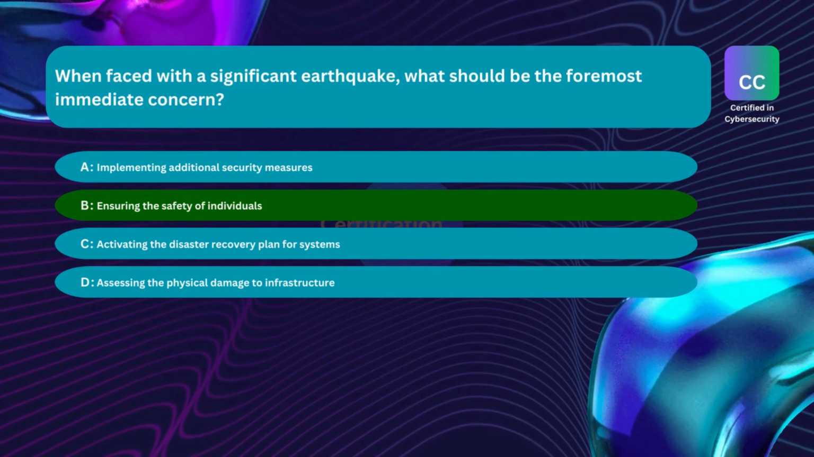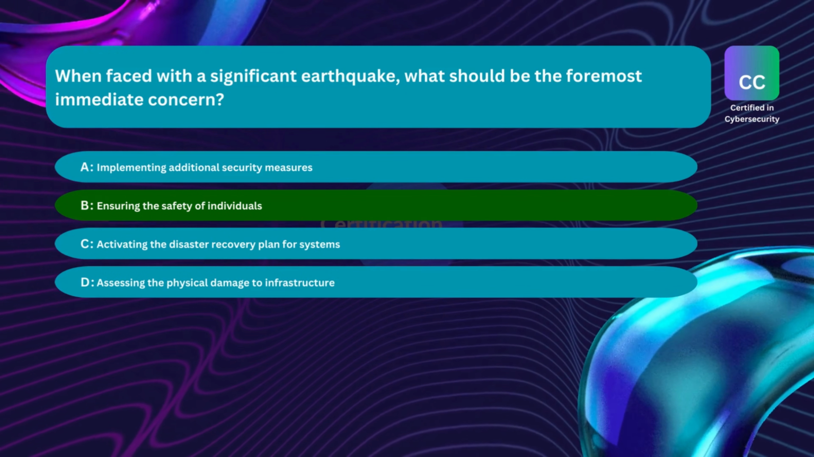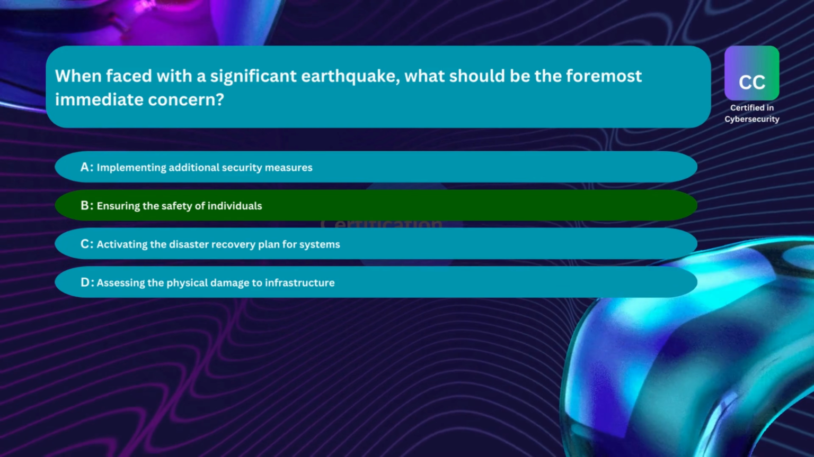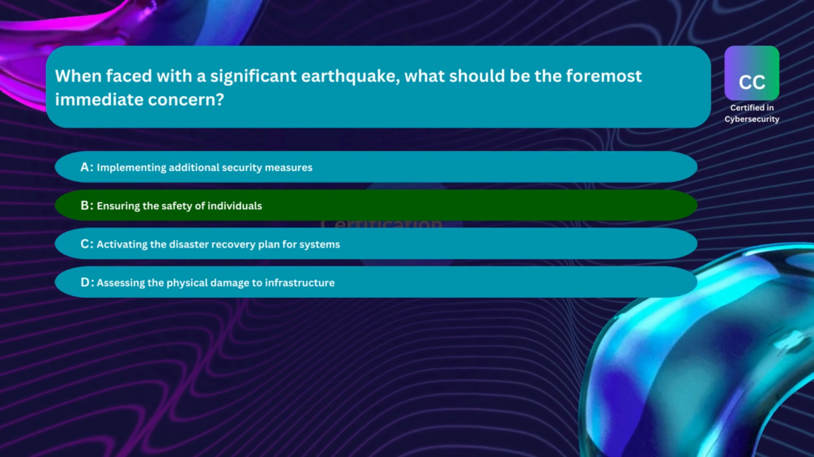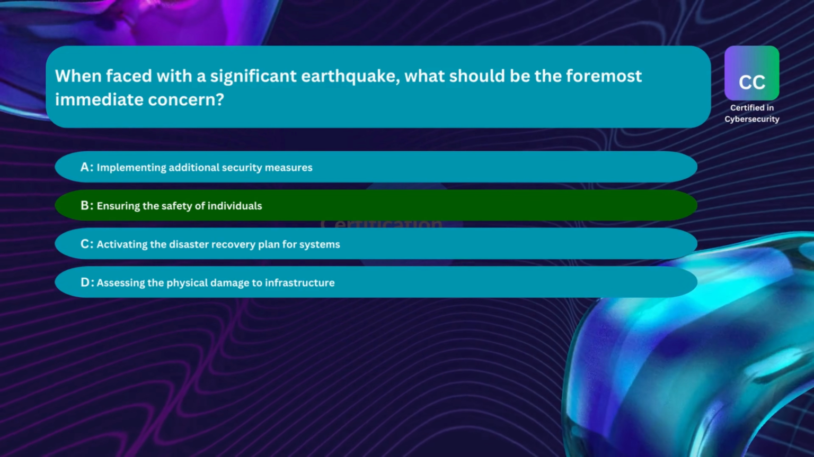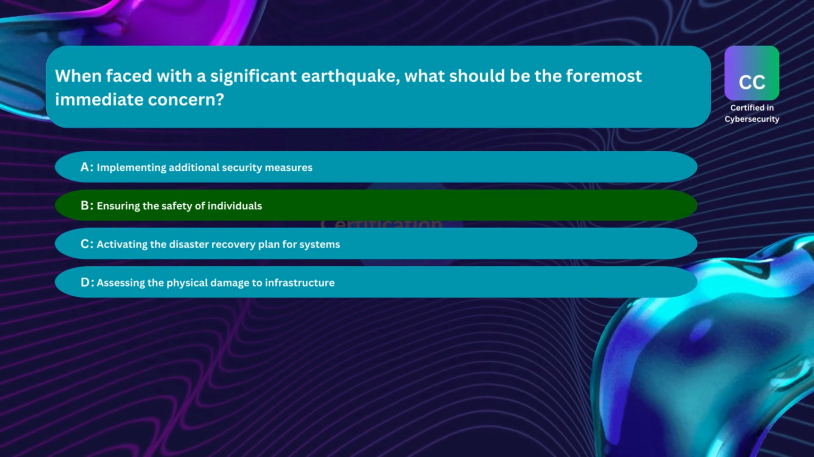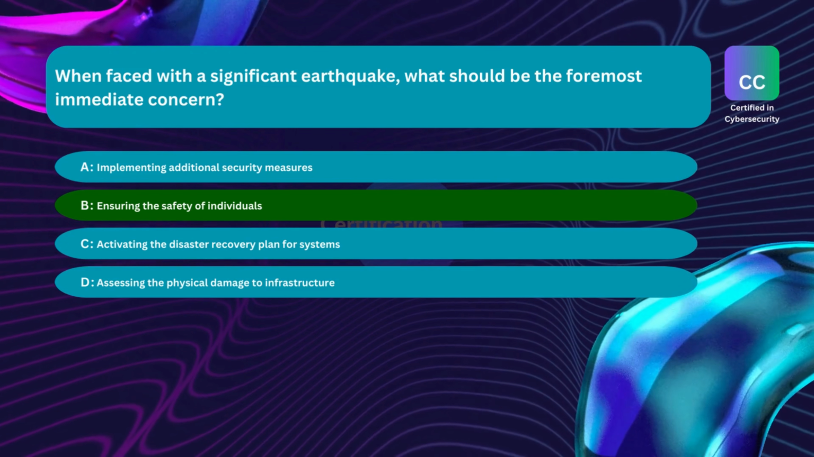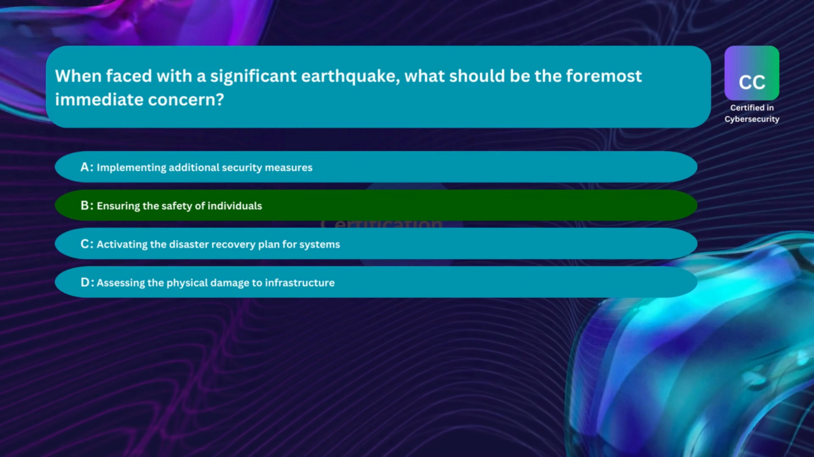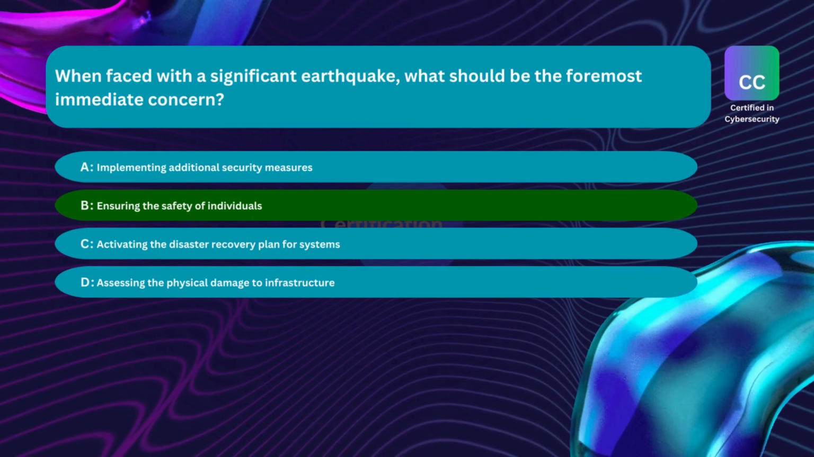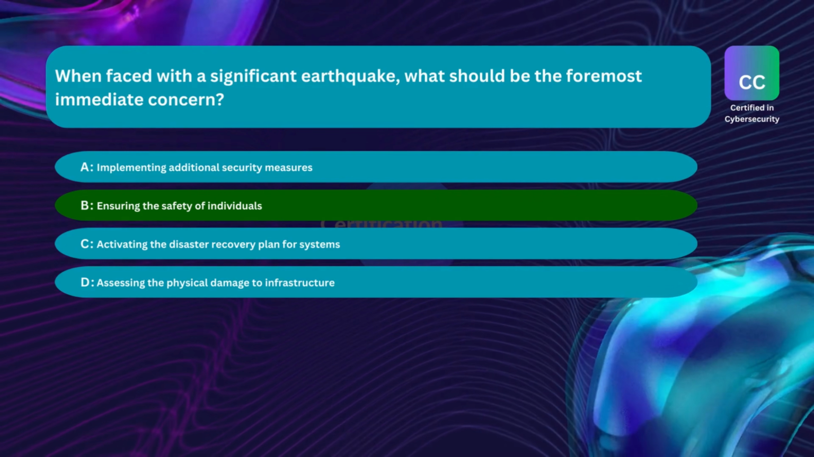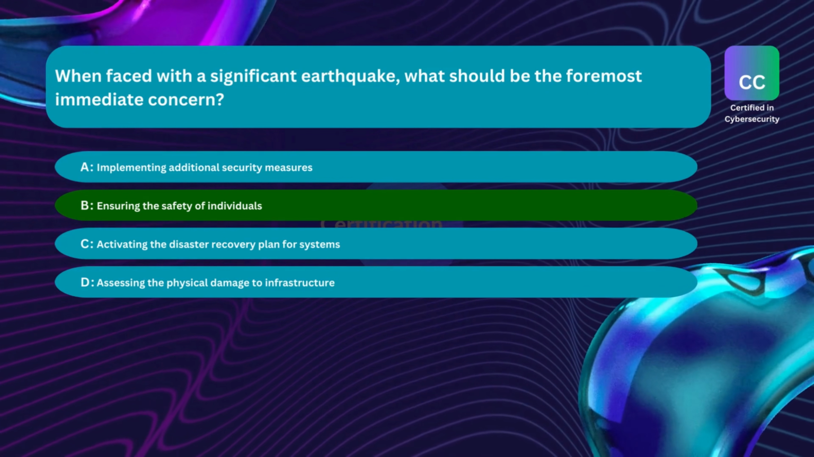The correct answer is Option B, ensuring the safety of individuals. During a major earthquake, the immediate priority should be to ensure the safety of individuals. This includes evacuating them to safe locations, providing medical assistance if necessary, and addressing any immediate threats to their well-being. Human life and safety take precedence over any other concerns during such a disaster.